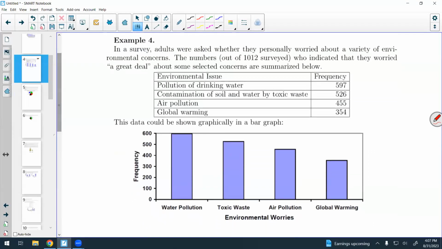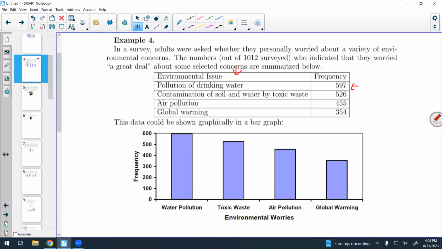And here we have in a survey, adults were asked whether they personally worried about a variety of environmental concerns. The numbers out of 1,012 surveyed who indicated that they worried a great deal about some selected concerns are summarized below. So we have the issue and we have the frequency.